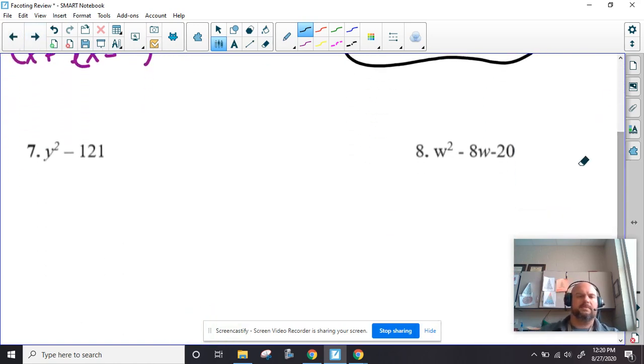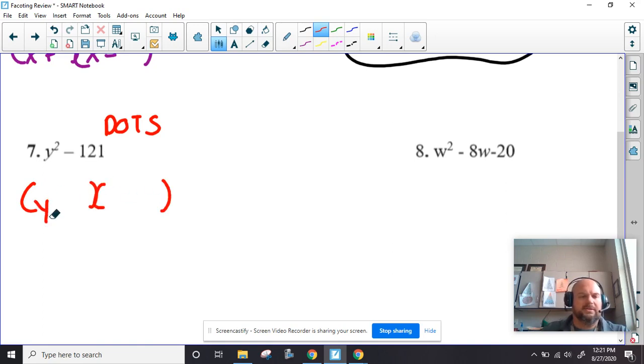That's awesome. All right. Now, this one right here. You should remember this. This is what we call a DOTS, that stands for difference of two squares. This is a perfect square. This is a perfect square. I love these problems because for me, they're easy. One's going to be a plus, one's going to be a minus. The square root of 121 is 11. And we're done.